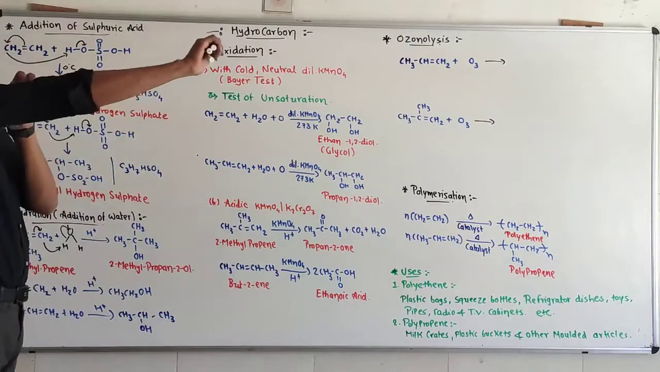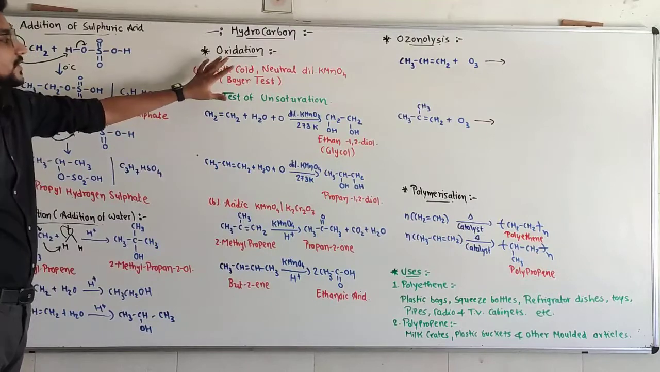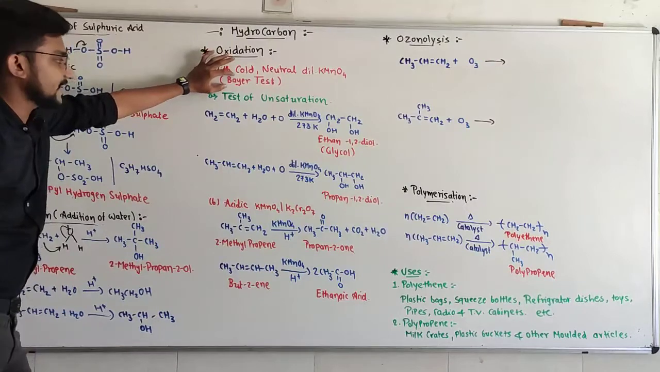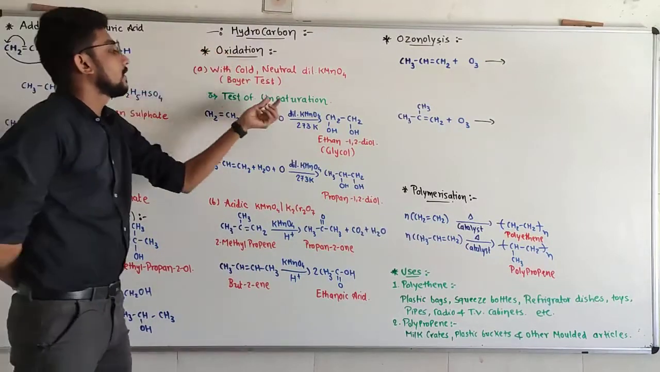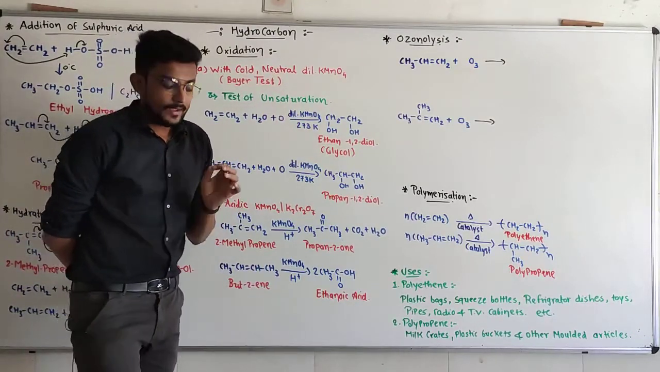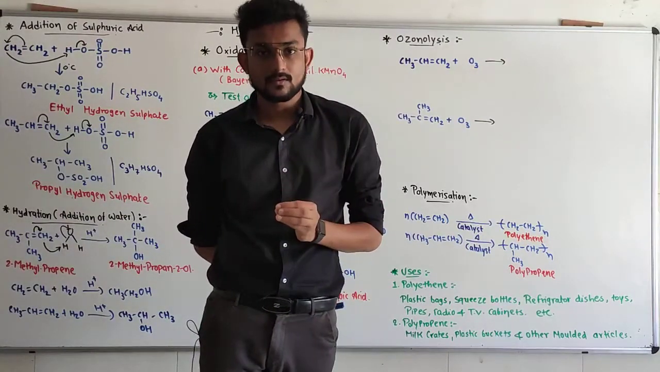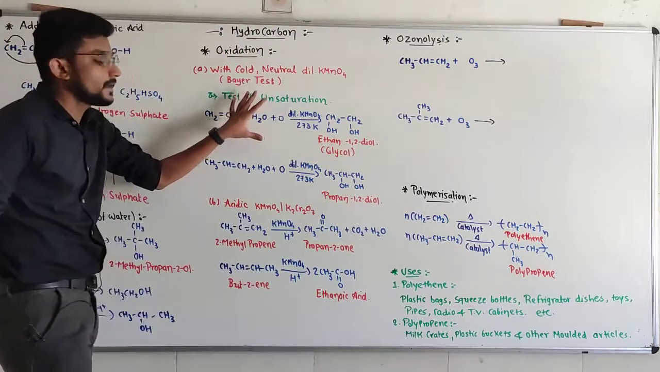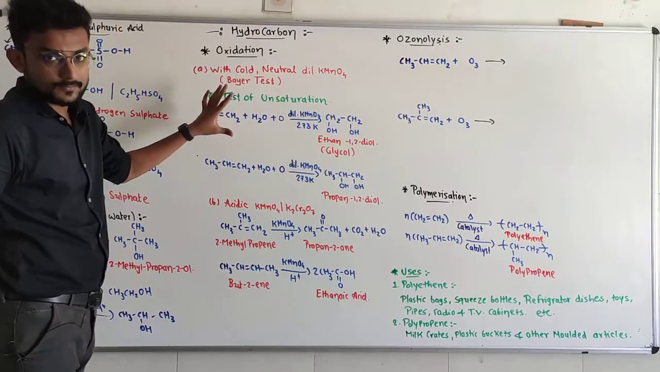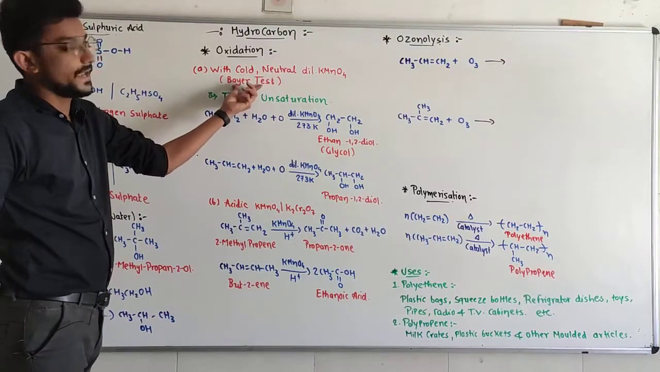Let's discuss the weak oxidation. It is called the Bayer test. Weak oxidation is known as the Bayer test. What is the Bayer test? This test is used for the detection of unsaturation in a compound. That means if your compound has a double bond or triple bond, then this test will be useful. So, test for unsaturation, also known as the Bayer test.